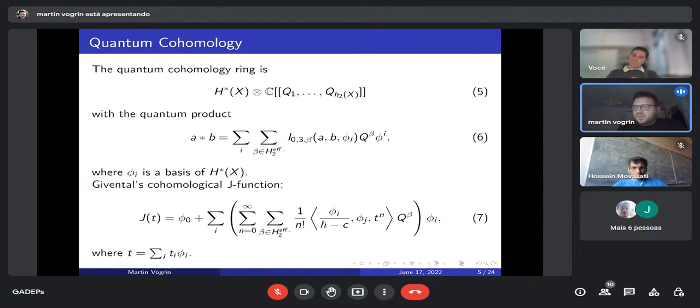Further, we define Givental's cohomological J function as this sum, where the important thing is that there are these correlators appearing in the sum. The phi_i are a basis of H star of X, and these correlators appear in a power series, which very strongly resembles the periods of Calabi Yau manifolds. In fact, in the J function, all the information about the periods of a Calabi Yau manifold is already encoded. So if you expand this in classes in H, the coefficients will just be the periods of the Calabi Yau manifold.